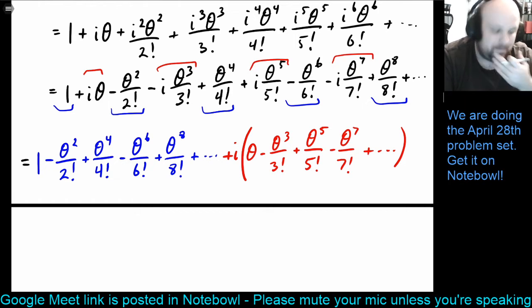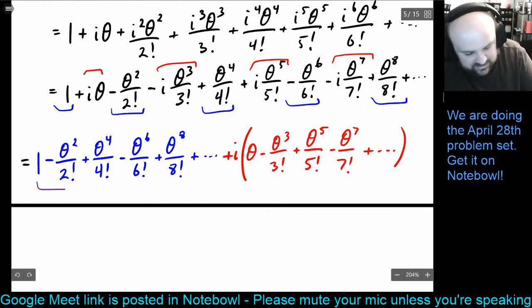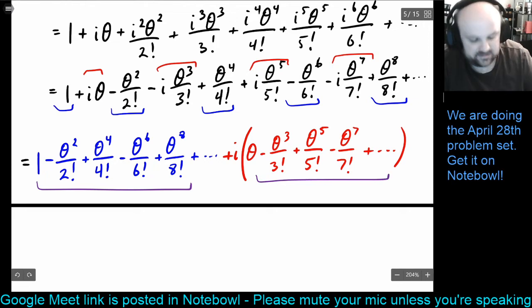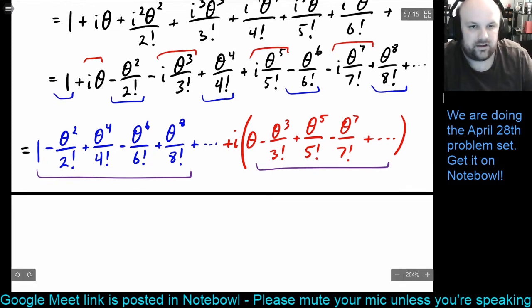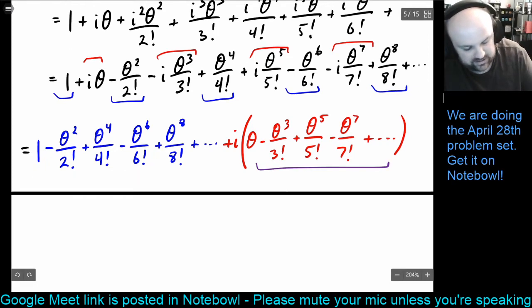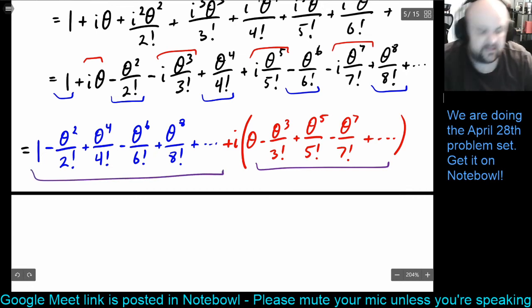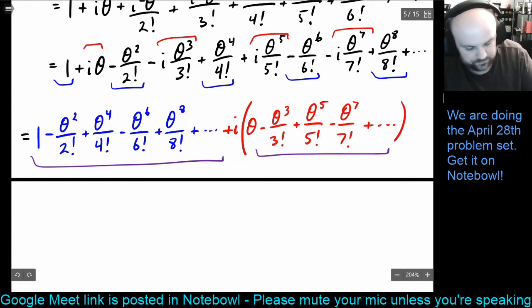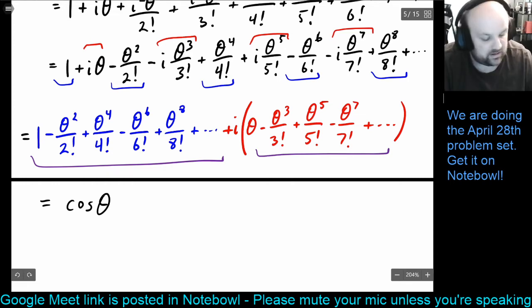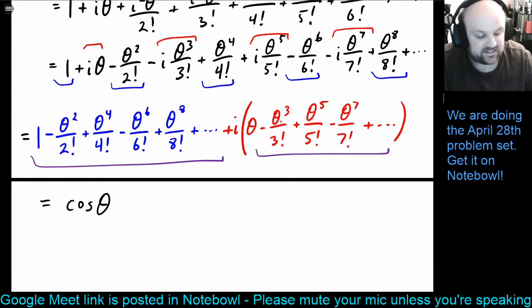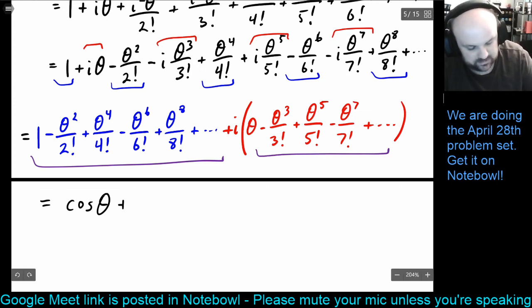But look at what happens here. Look at what this is and what this is. Hopefully you recognize these infinite series that we've come up with here. This one in blue is exactly cosine of theta. This one inside the parentheses here in red, that's exactly sine of theta. So this is plus i sine of theta.